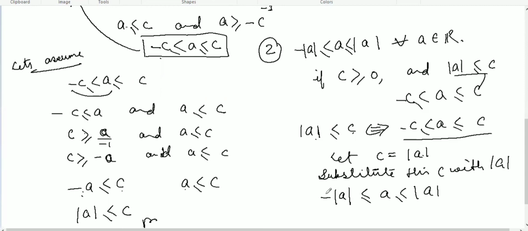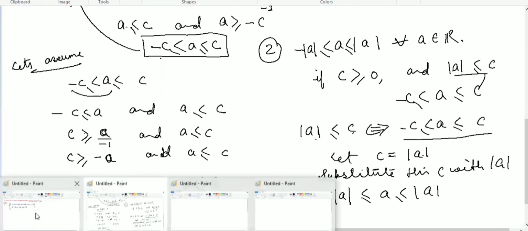So I explained here both properties of absolute value of real numbers. Now we will prove the triangle inequality.